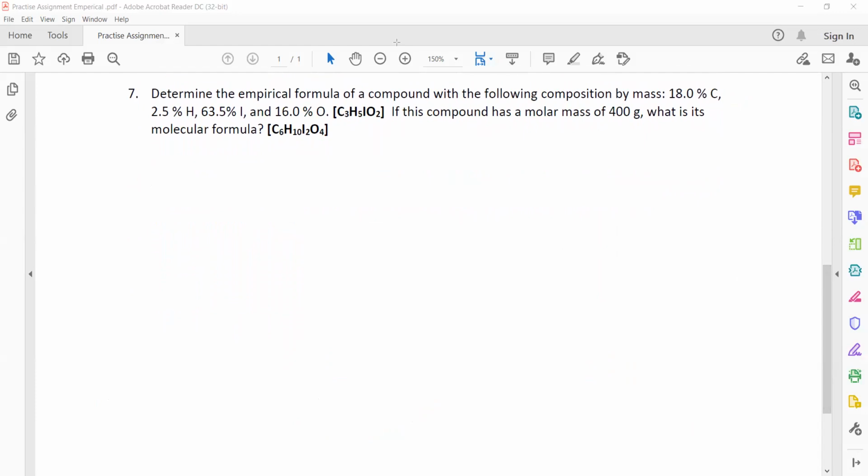In question 7, we have to determine the empirical and molecular formula. So first, for empirical formula, we have carbon in this compound, we have hydrogen, we have iodine, and oxygen is there. The percentages: carbon is 18%, hydrogen is 2.5%, iodine is 63.5%, and oxygen is 16%.